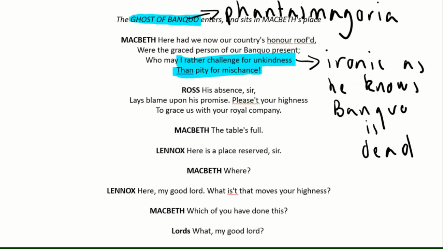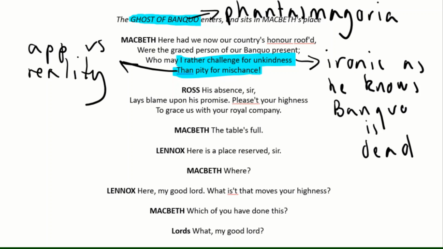And again, this links to the theme of appearance versus reality. I'm just going to write app versus reality. Again, we can shorthand because I know there's not a lot of space in the book. He's appearing to be one thing, but in reality he's something different. Okay.